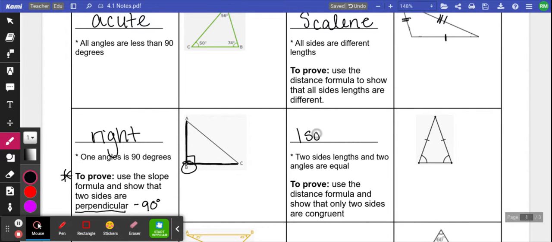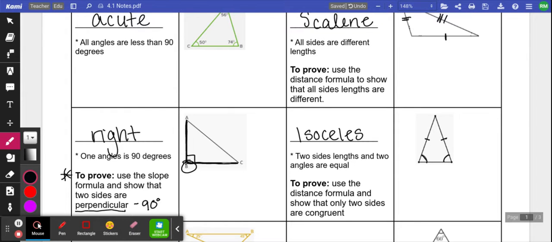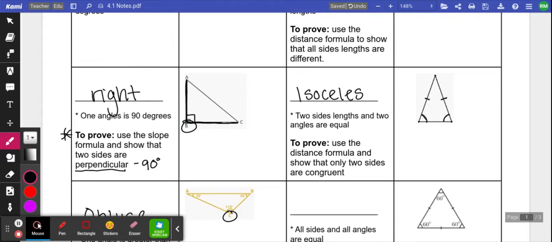Next one is an isosceles triangle. It's where two side lengths and two angles are equal. Notice that there's one tally mark here and one here. That means those two sides are equal, and then these angles are congruent. So it has two angles congruent and two sides congruent. To prove this, you're going to use the distance formula to show that only two sides are congruent.